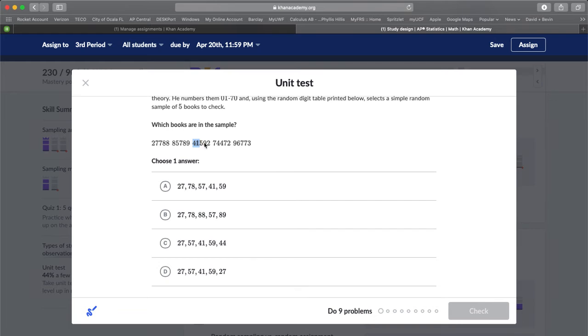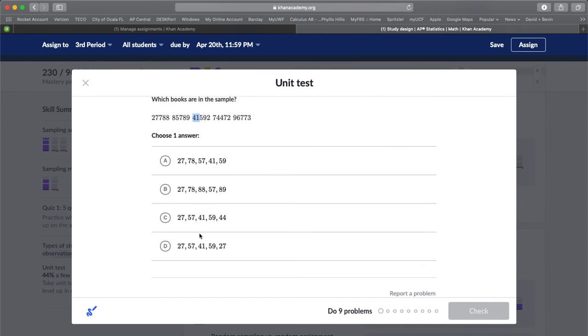Then we have 59 and 27. Oh wait, but watch this. 27 was the first number in our list, so we have to skip over that as well.